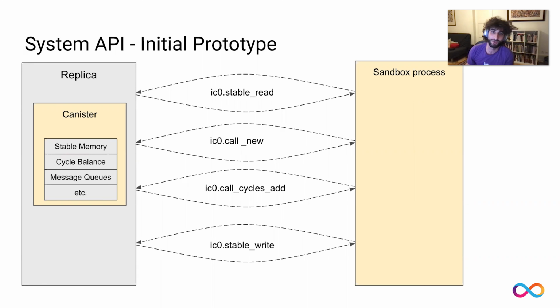So in our initial prototype, each time a canister wanted to make modifications to its system state through one of these system API calls, it would have to send a message over the IPC Helga described to the main replica process, which would handle that call, make sure it was valid, and reply to the sandbox. And this was just not performant enough. It had way too many round trips through the IPC.